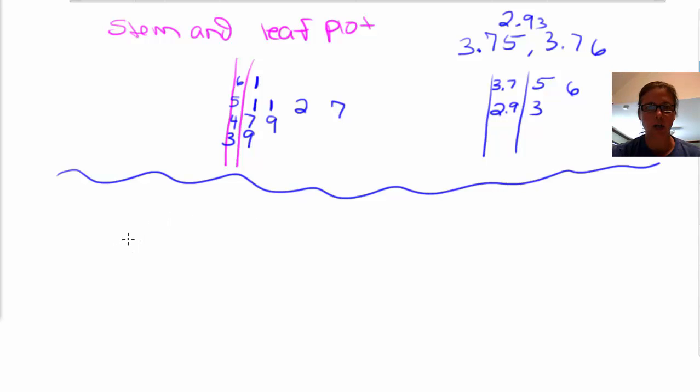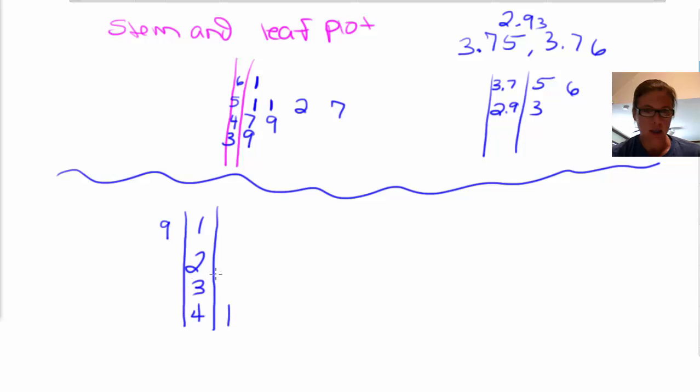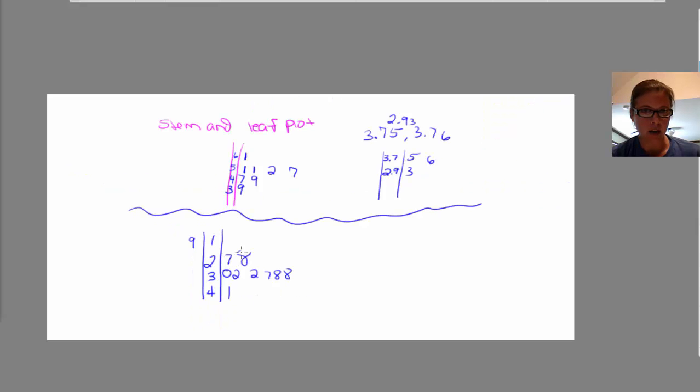So what I do want to show you is a double one. Sometimes they will give you a stem and leaf plot, and you have to come up with the mean, median, and mode from it. So this one is 1, 2, 3, and 4. And this is 0, 2, 2, 7, 8, 8. And this is 278. Oh no. Oh goodness, I hate it when it does that.